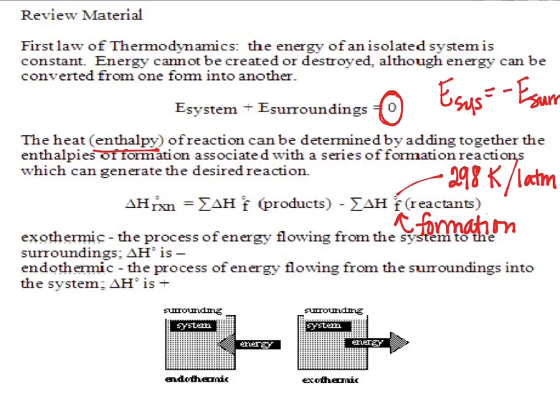What you'll also see is the products minus the reactants. We use that for entropy, which we're going to talk about. That's S. And we're going to use the same thing to find delta G, except delta G has to be at 25 degrees Celsius. If the temperature changes, then we have to use something else.